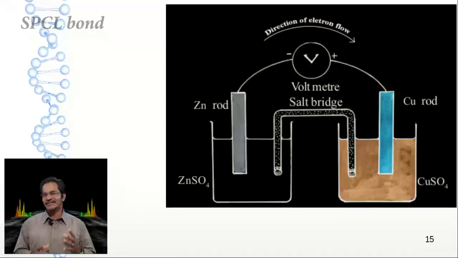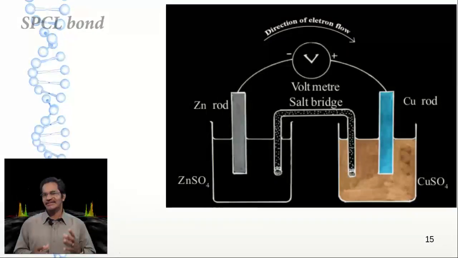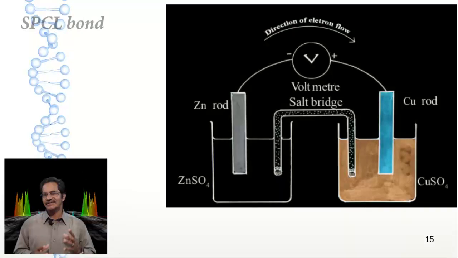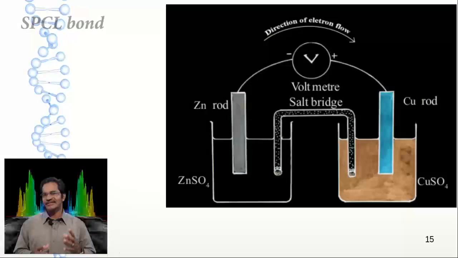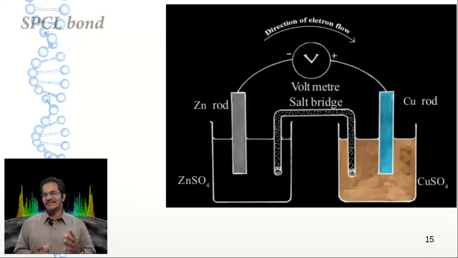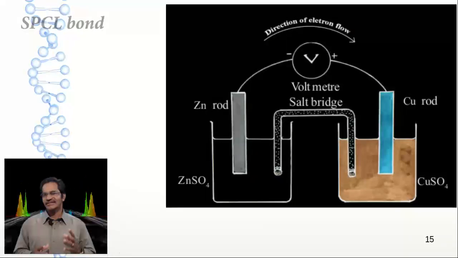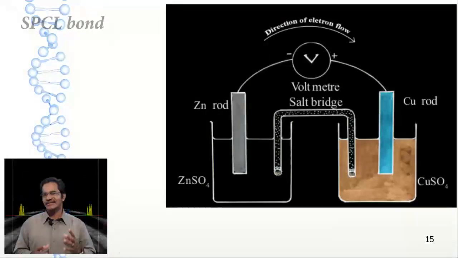And if you are taking 1 liter copper sulfate solution, it consists of 1 mole of copper sulfate. A zinc rod is dipped in zinc sulfate solution, and a copper rod is dipped in copper sulfate solution. A salt bridge, a U-shaped glass tube consisting of an electrolyte, is taken for internal connection, and a voltmeter is connected in the external circuit. That's the diagrammatic representation of a galvanic cell.